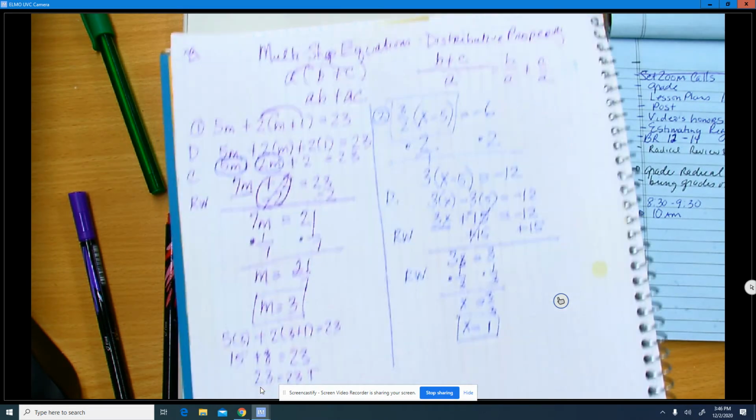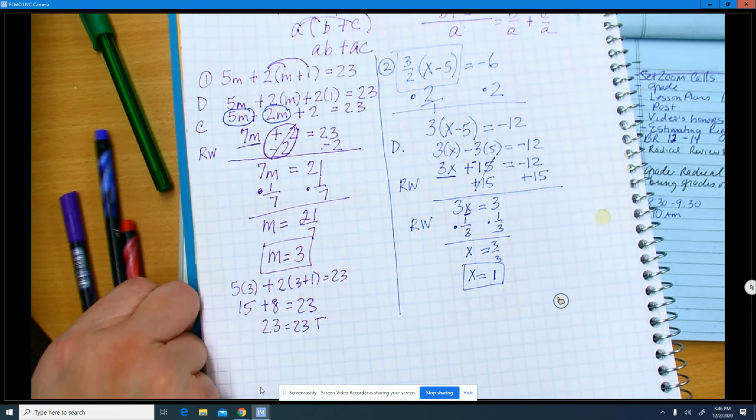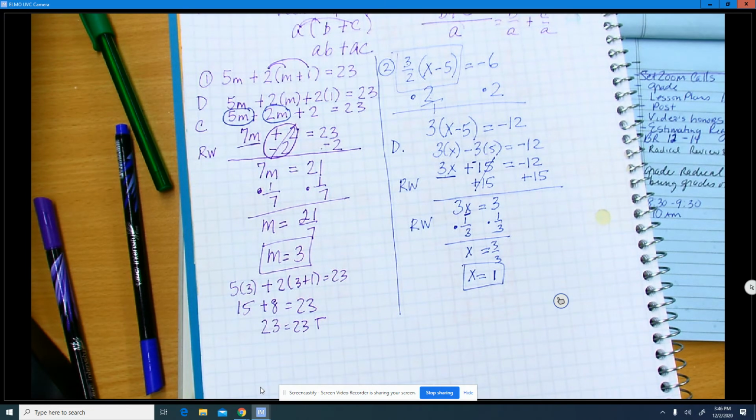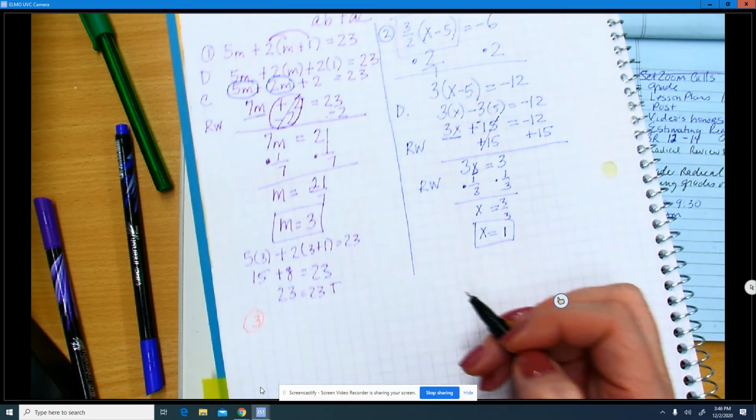I bet you a lot of you are like, oh my god, that was so much easier when I eliminated the fraction. Of course, your fractionometer kicking into gear. Okay, last example for distributive property for today.